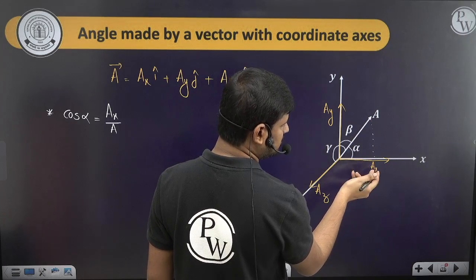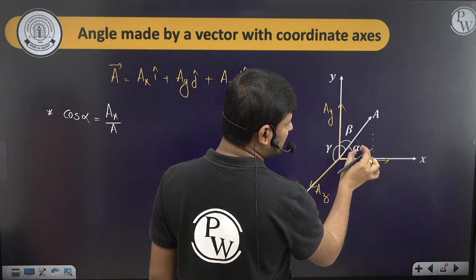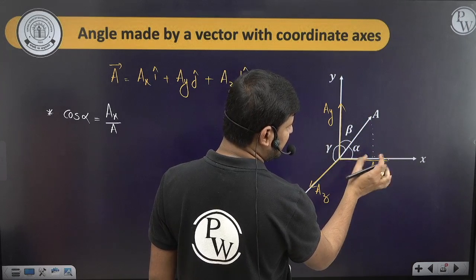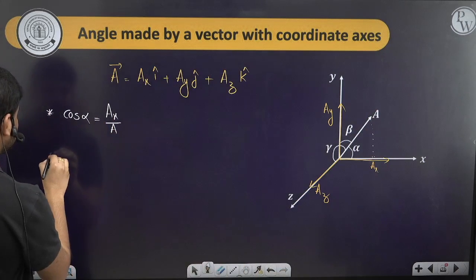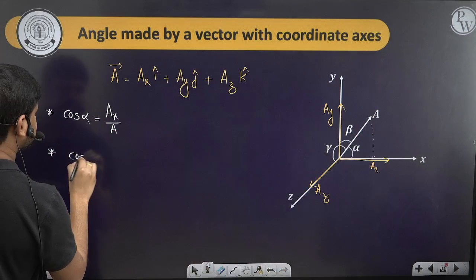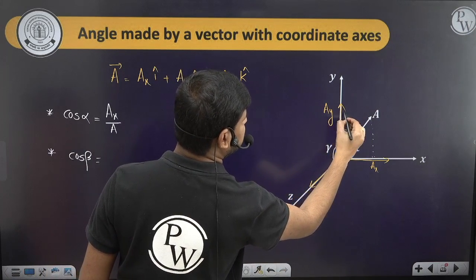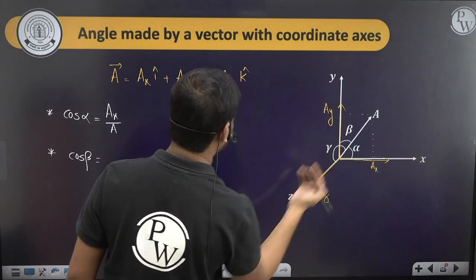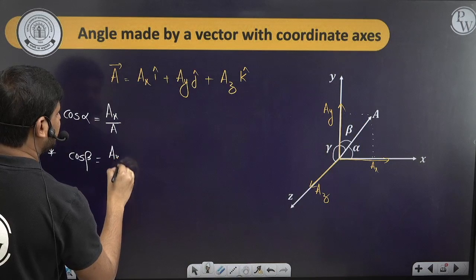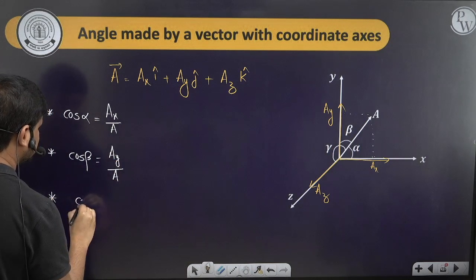Adjacent is what? In this triangle, see here, this is a right angle triangle. Cos alpha is adjacent Ax over hypotenuse, vector A. That's it. Similarly, you can write what is cos beta. Cos beta is nothing but this side, so you just finish this triangle. So cos beta is adjacent Ay by vector A. Ay by vector A. And then cos gamma.